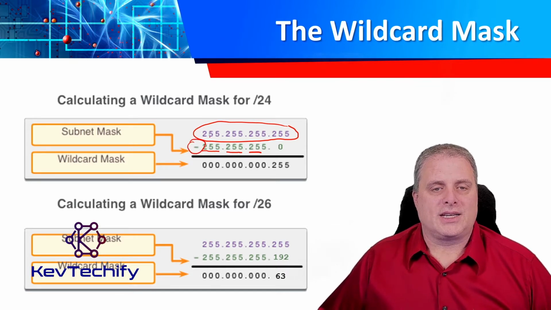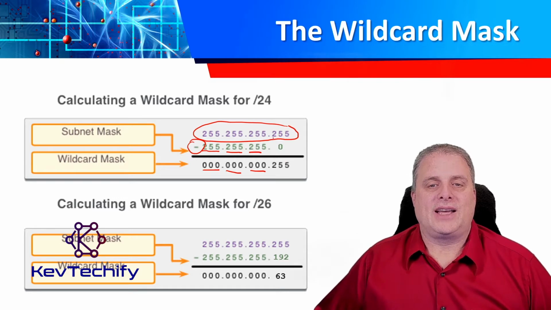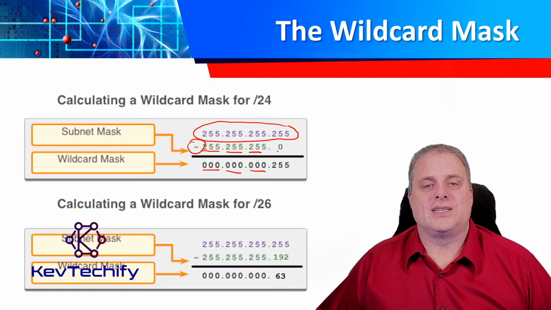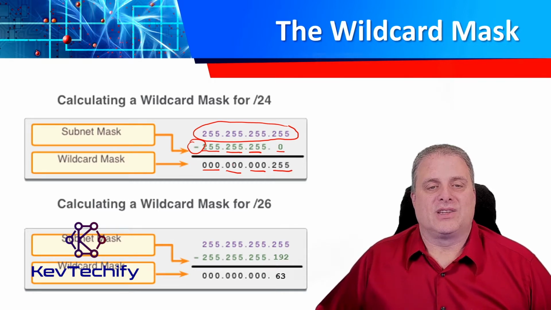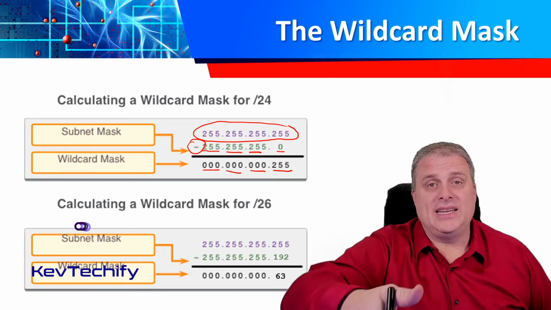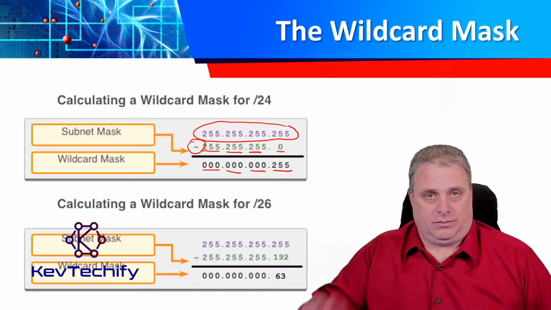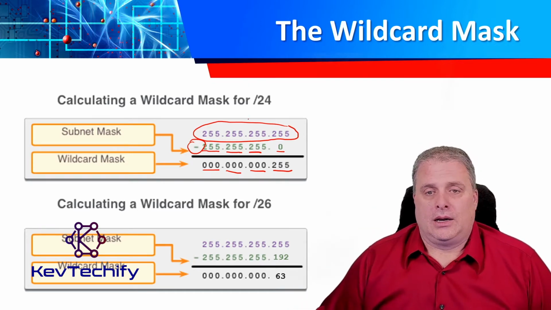In the first octet, 255 minus 255 gives us zeros. Second octet, 255 minus 255 gives us zeros. Third octet, 255 minus 255 gives us zeros. And then in the last octet, 255 minus 0 gives us 255. And that gives us our wildcard mask. It's the inverse of the subnet mask. It's the exact opposite. Ones and zeros are changed. If we would write this out in binary, we'd write the subnet mask out.